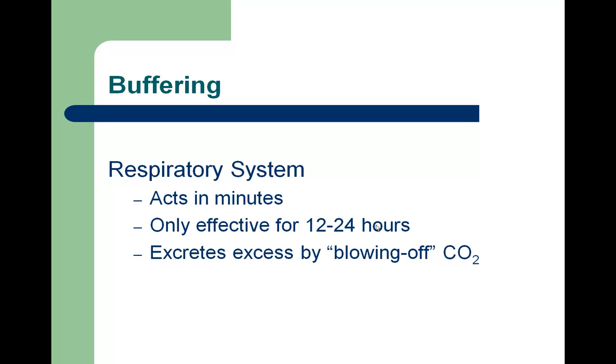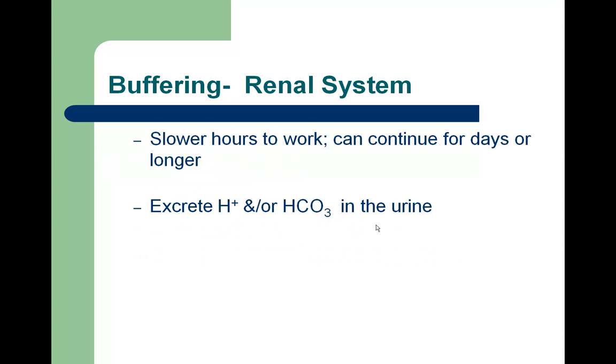The respiratory system acts in minutes. It's only effective for 12 to 24 hours. It excretes excess by blowing off CO2. The renal system is slower, taking hours to work and continuing for days or longer. So when we're talking about compensation, which you're not going to be accountable for at this point, you'll talk about it some in adult health too. You're really looking at compensation taking place over time by a metabolic system where hydrogen and/or bicarb is excreted in the urine.